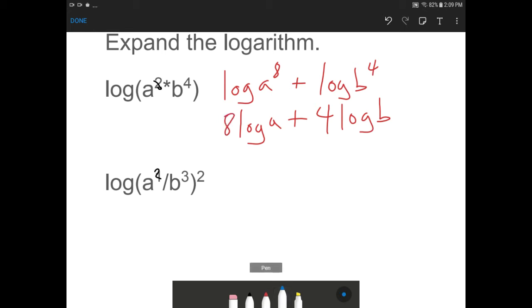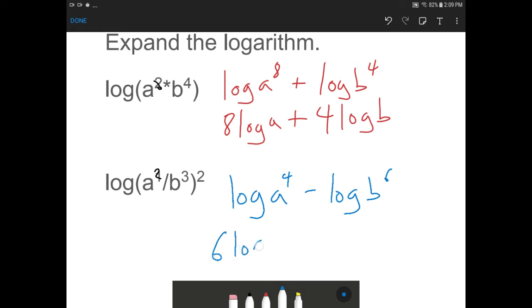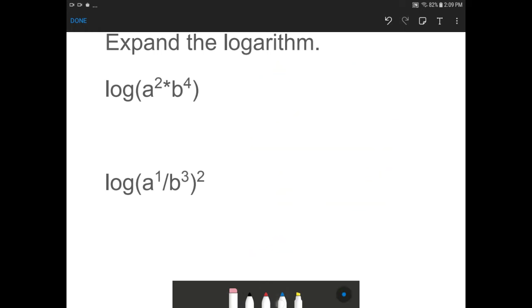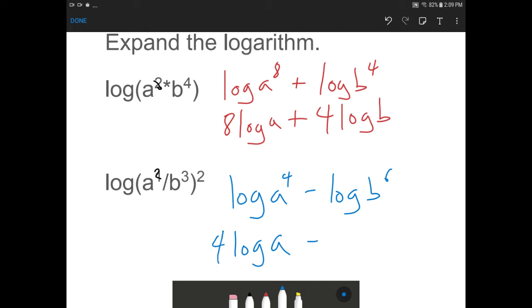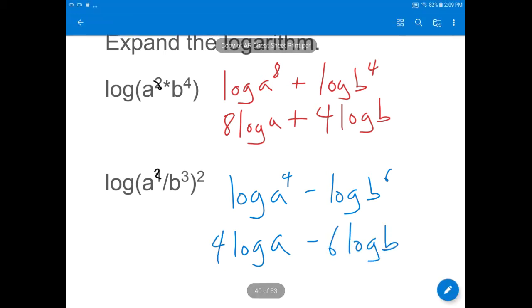This one here, let's do this first. Log of a, 2 times 2 is 4, minus log of b, 3 times 2 is 6. So then you can do the power rule, 6 log a, oh, I did it again. 4 log a minus 6 log b. I don't know why I kept doing that.